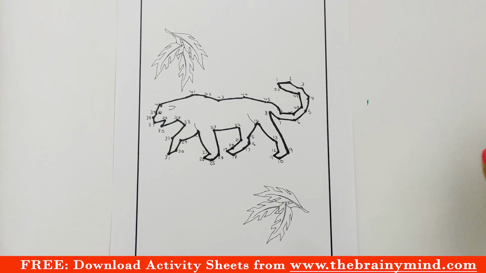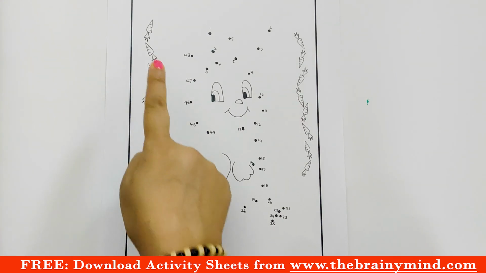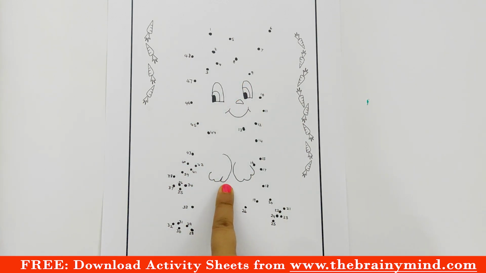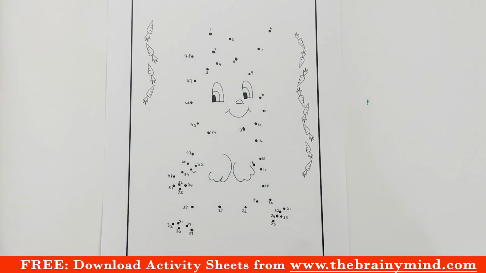Wow! It's a tiger. Here I can see some carrots, 2 eyes, 1 nose, 1 mouth. Yes, let's connect the dots.